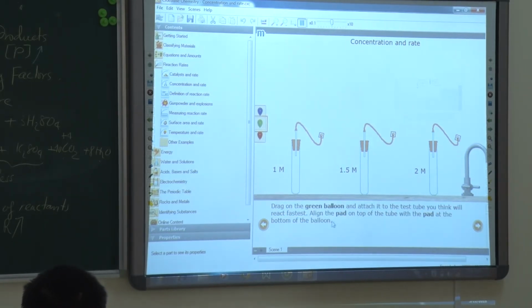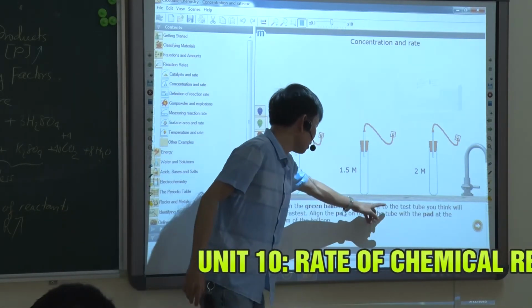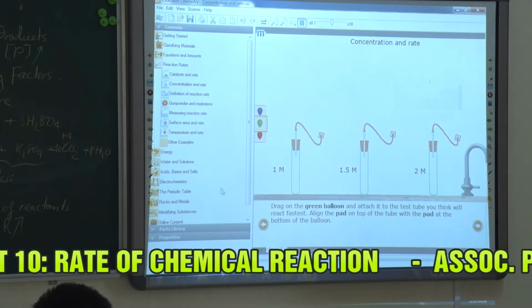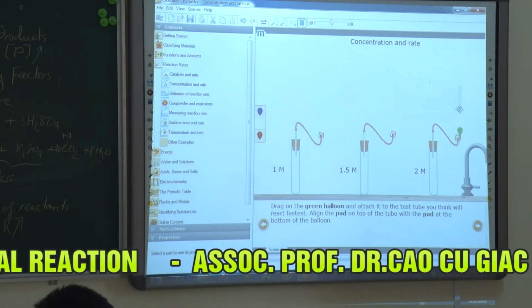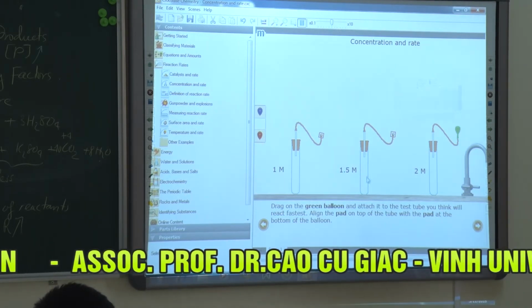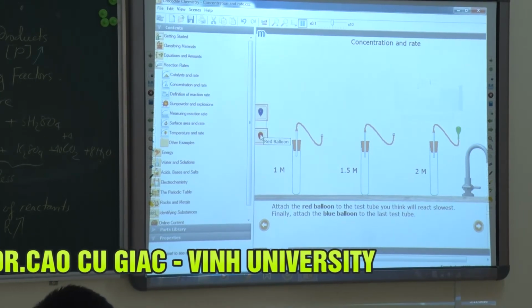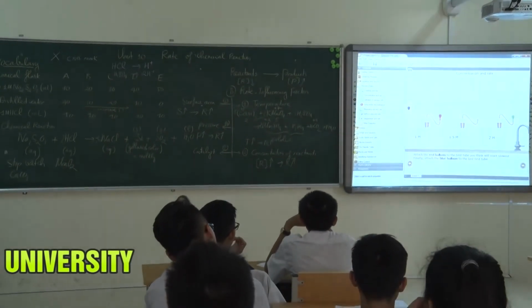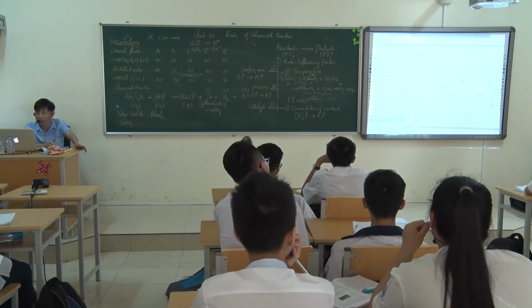Now, the green balloon. Okay, green balloons are attached to the test tubes. Which reaction do you think will be fastest? Green, fastest. Red balloon, the one using the lowest concentration will be the slowest. Okay, blue balloon.